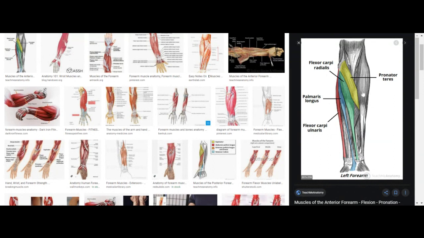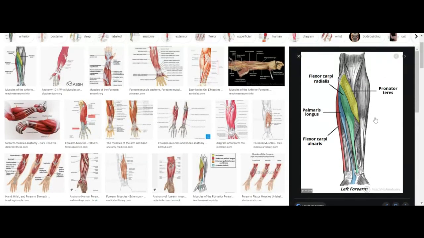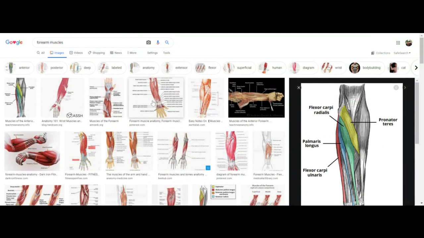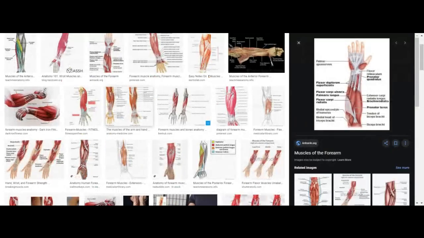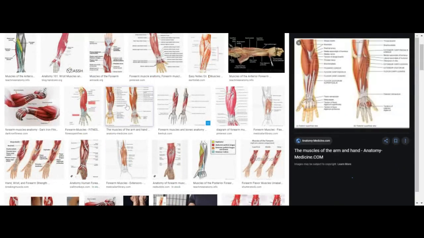They don't have it labeled, but here would be my brachioradialis. They skipped that one. So I mentioned it before, and I'll mention it again. Google Images is absolutely your friend. Please go through and do Google searches, especially for the forearm. I promise you we're going to do our best to get you a good picture to help you label these muscles.